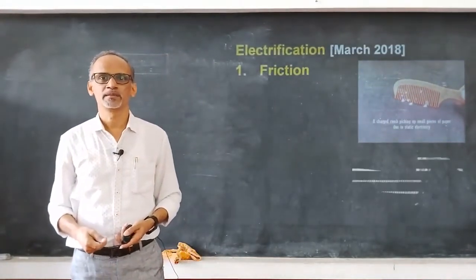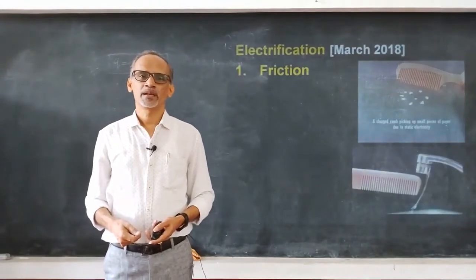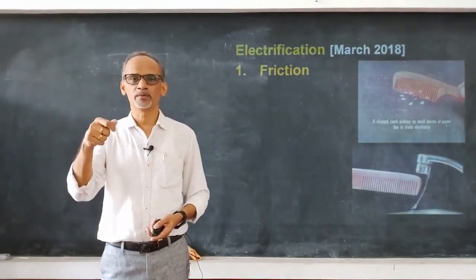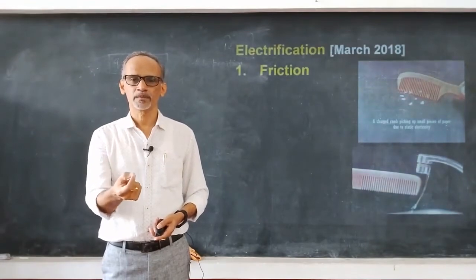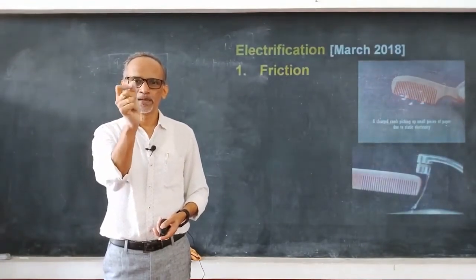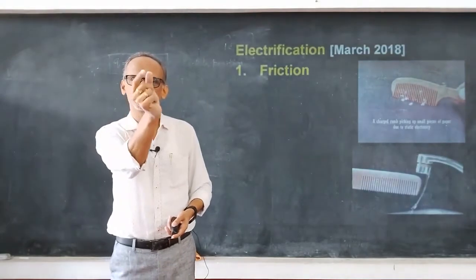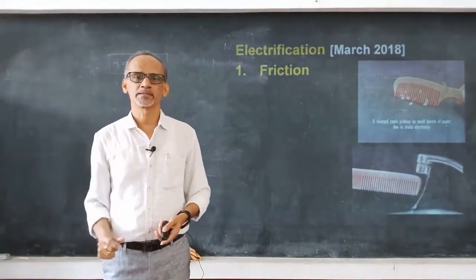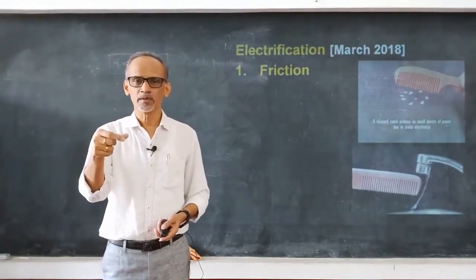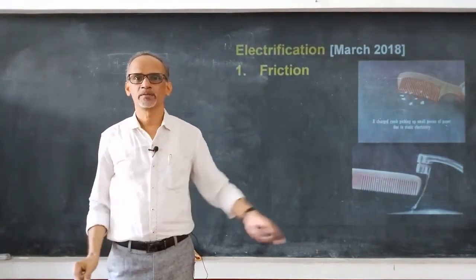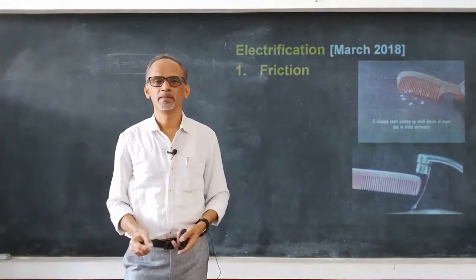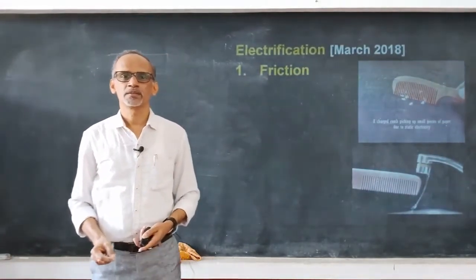So, that is method 1. If you hold that comb near tap water, it repels the path of the water, so that the path of the water gets deviated like this. A charged comb is capable of bending the path of the water, which you get to see in this particular image.